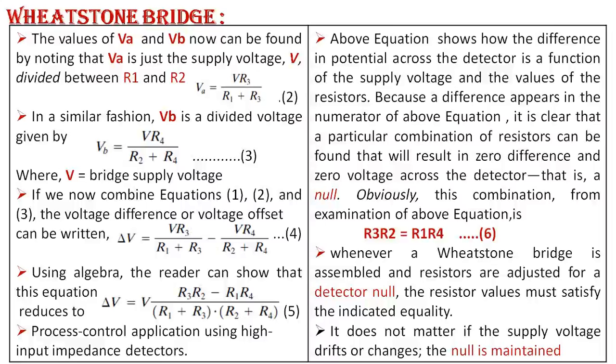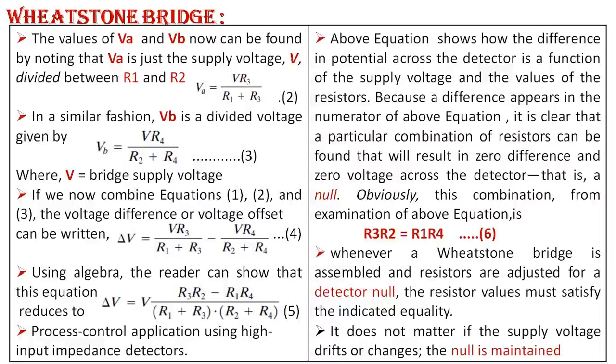Here V is the bridge supply voltage. If we now combine equations 1, 2 and 3, the voltage difference or voltage offset can be written as delta V is equal to R3 upon R1 plus R3 into V minus R4 upon R2 plus R4 into V. And that is equation 4. Using algebra, the reader can show that the equation reduces to delta V is equal to R3 into R2 minus R1 into R4 upon R1 plus R3 into R2 plus R4 into V. This is for the process control application using a high input impedance detector.